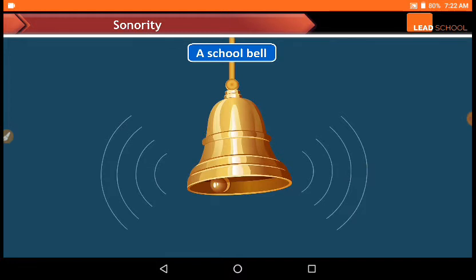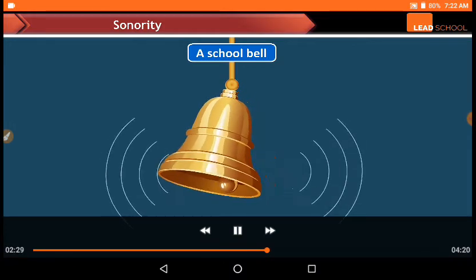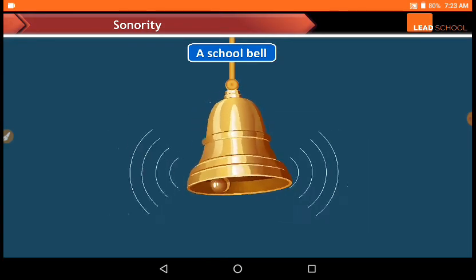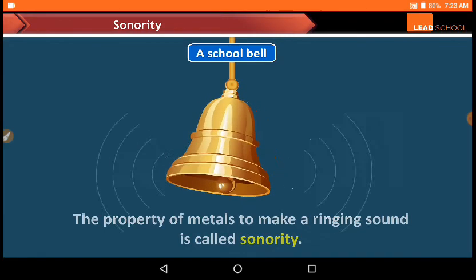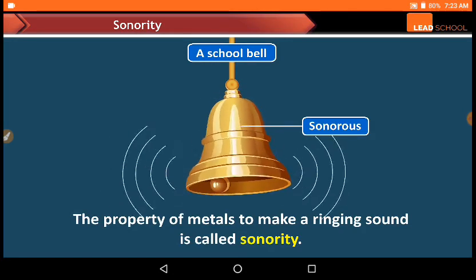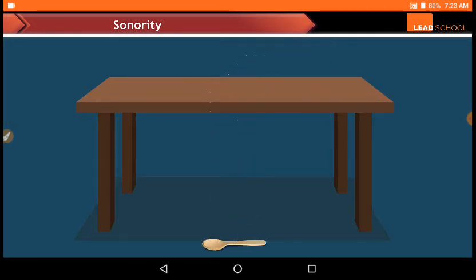So next topic is sonority. Listen to the sound it makes when it rings. Do you think it is made of metal? Yes. This property of metals of making a ringing sound is called sonority. Now, here is a wooden spoon. Listen to the sound it makes when it falls on the floor. Yes, it doesn't make any ringing sound.